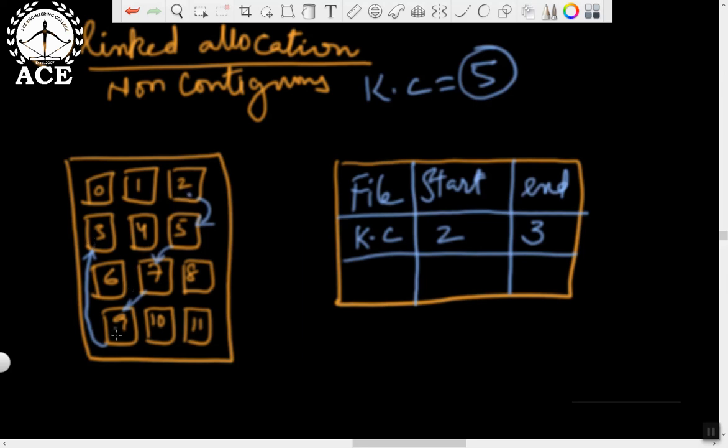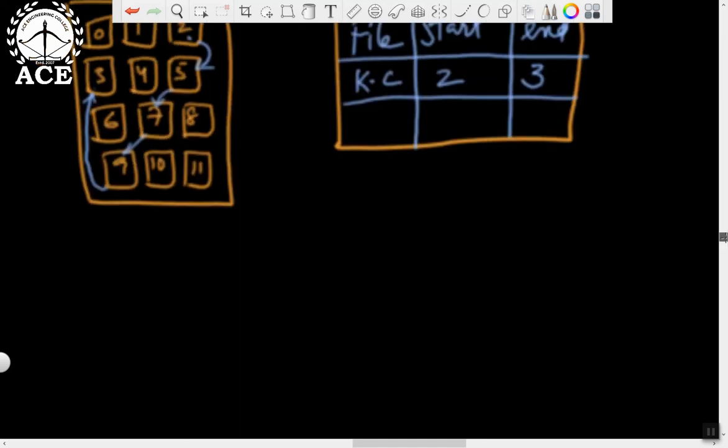The remaining blocks are accessible, and they are non-contiguous: 2, 5, 7, 9, 3. We form them in the form of a linked list. That is why it is called linked allocation. So this is linked allocation. Earlier we have seen contiguous allocation. Now I have presented to you linked allocation.